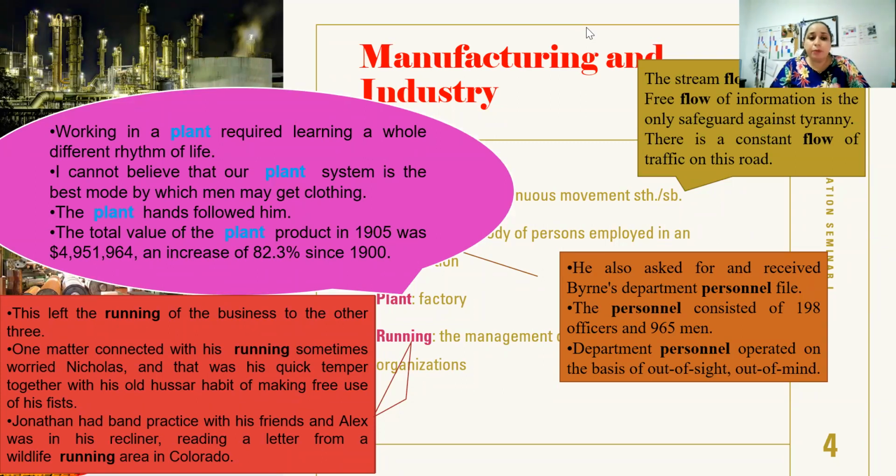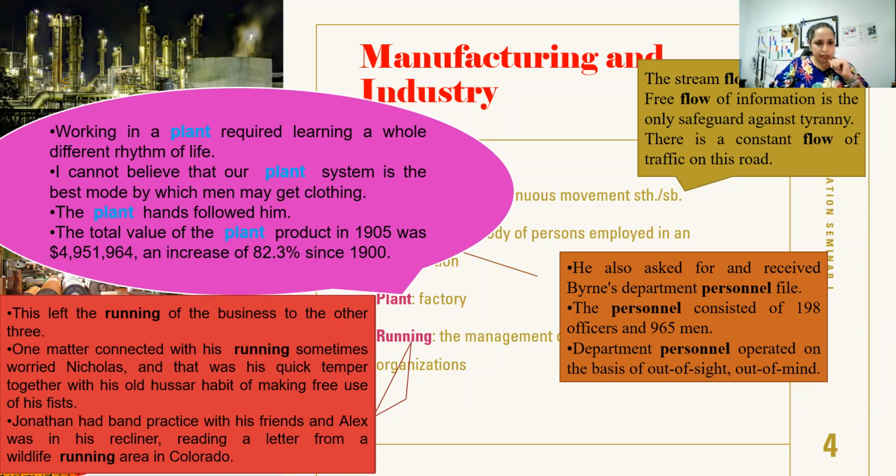Jonathan had band practice with his friends, and Alex was in his recliner, reading a letter from a wildlife running area in Colorado. Alex was reading about how to manage a wildlife area. Nice, isn't it? A very different use of how to run something. It's not a plant, it's actually the environment. It's probably about some forests in Colorado. Okay, thanks, Jose Eduardo.